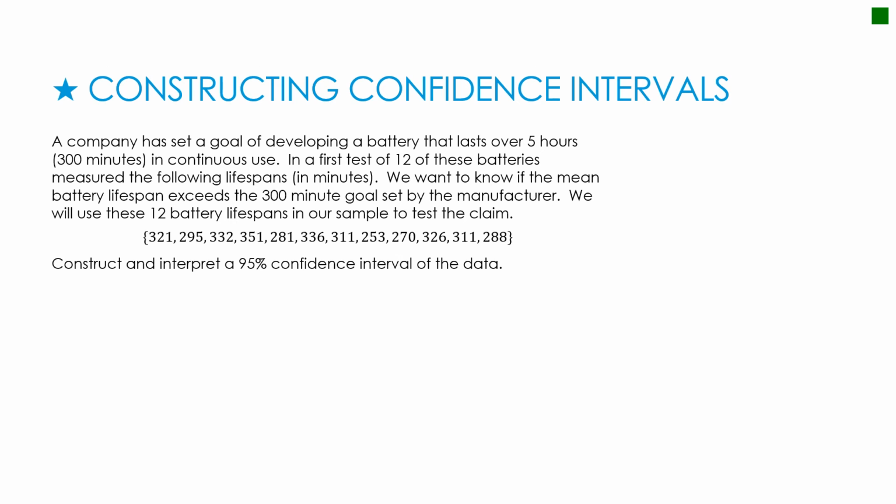So here's a question for you to try all by yourself. I'd like you to press pause. Check the conditions, create the confidence interval by hand, create the confidence interval in Statcrunch to verify your results, and then write a conclusion. This is dealing with a battery lifespan. They're hoping it's 300 minutes. They gave us 12 different samples of battery lifespans. I want a 95% interval for what the true mean lifespan might be. When you're done, press play to check your work.